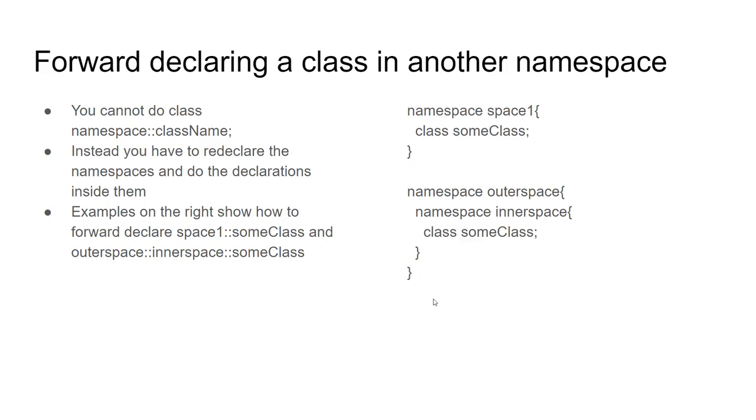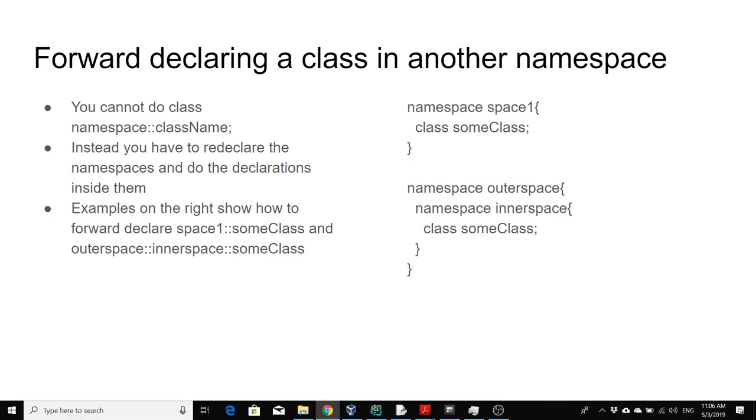If you have multiple classes inside that same namespace you need to forward declare, you can do them all here at once. So if you had class 2, class 3, class 4 that all needed to be in outer space, inner space, you can just do those lines underneath, like class 1, class 2, class 3, class 4, instead of having to rewrite this entire portion every single time. Does that make sense?